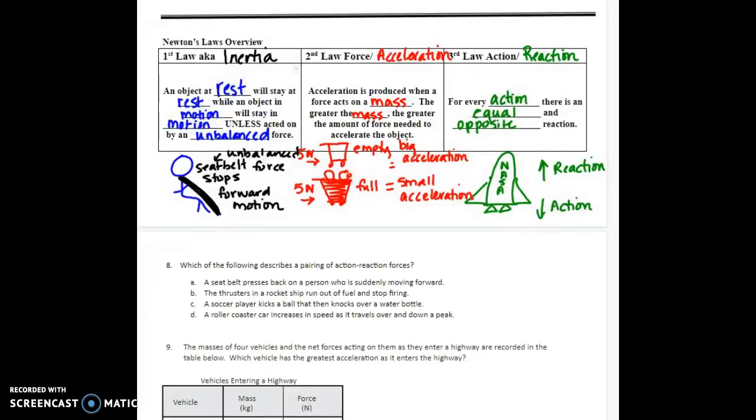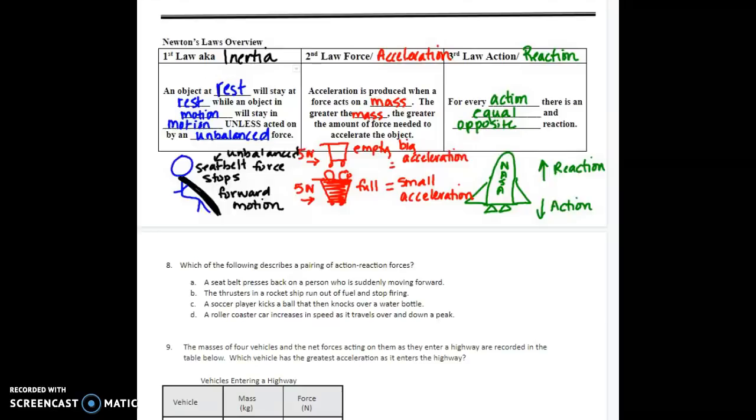Okay, so this is the overview of Newton's laws. First law, also known as inertia, says that an object at rest will stay at rest, while an object in motion will stay in motion unless it's acted upon by an unbalanced force. So kind of a classic example of that is a seatbelt. A seatbelt is the force that stops that forward motion, so that is the unbalanced force. Therefore, if you did not have a seatbelt on and you slammed on the brakes, then you would fly forward like my dear honey.